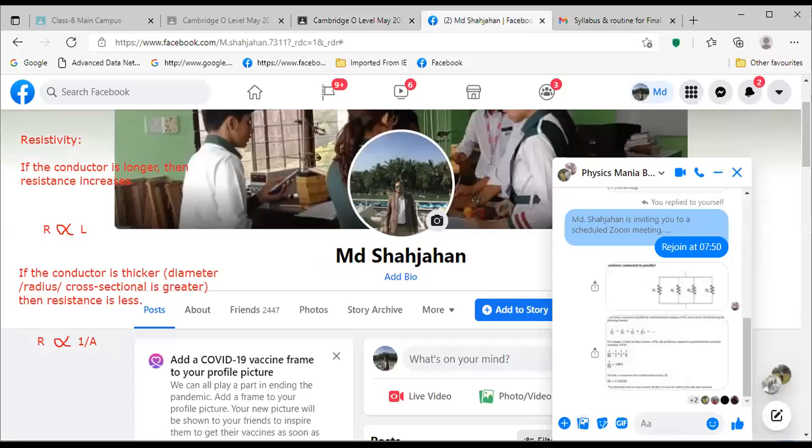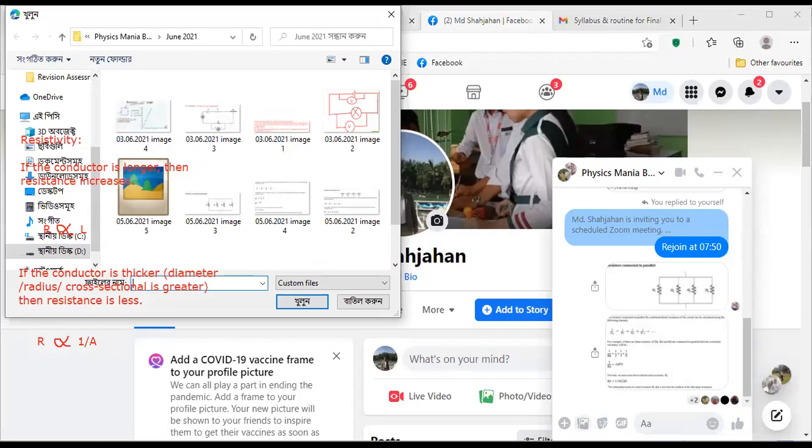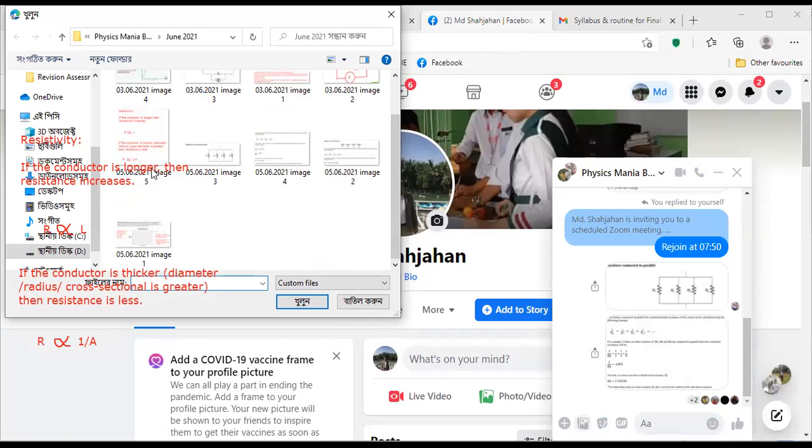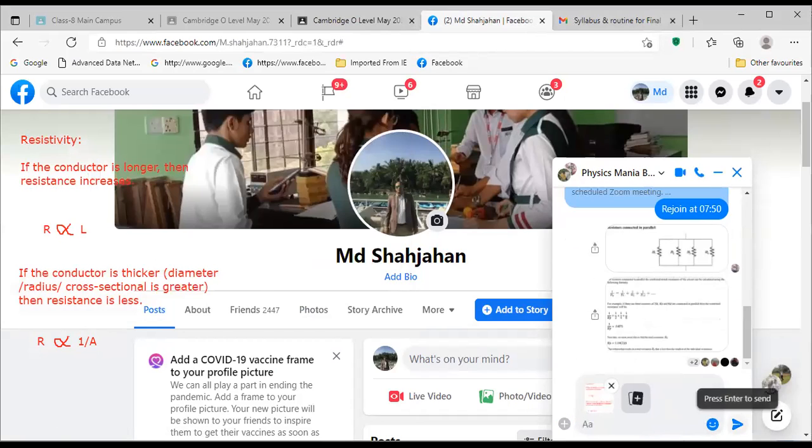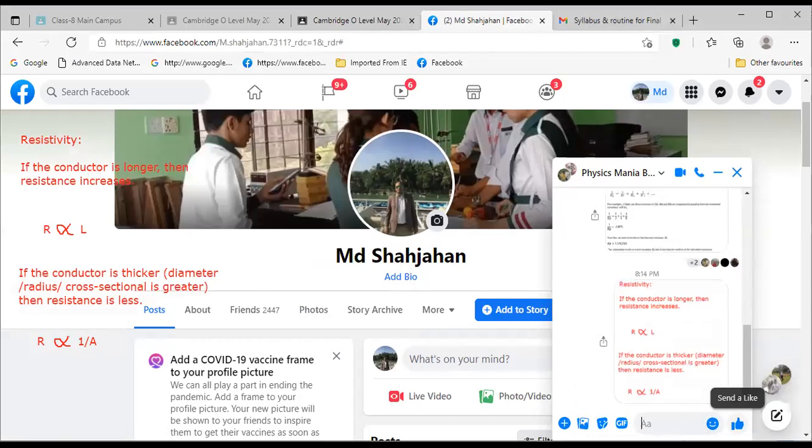So have you written this? Yes, sir. The relationship of resistance, length, and cross-sectional area. Very good. Now we have two relationships here. One is R is directly proportional to L. Another one is R is inversely proportional to A, the cross-sectional area.